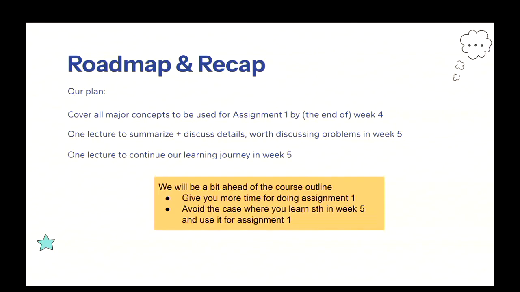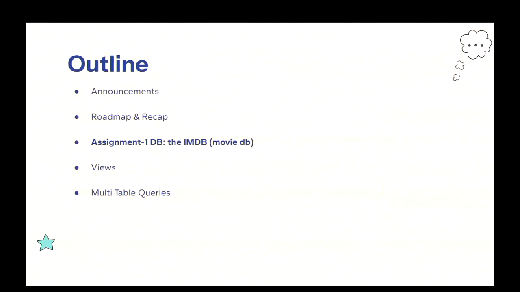So compared with the course outline, we will be a bit ahead of the course outline. And this is to give you more time to finish assignment 1, and to avoid the case where you learn something in week 5 and use it for assignment 1, so you don't have enough time to really digest the knowledge. So that's about the roadmap and recap, and I will invite Dylan to show you the database to be used in assignment 1.